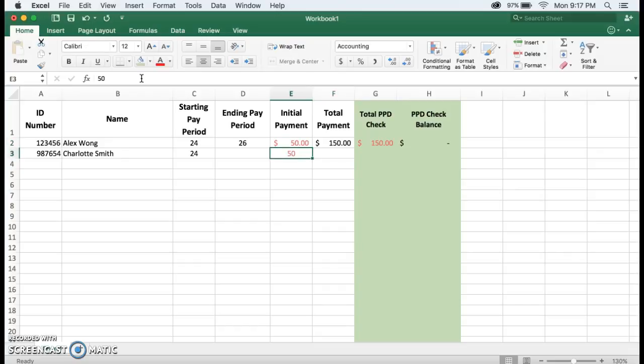And let's make this a dollar sign right there. But she needs to pay more. Let's say she owes $250 in school. So she needs how many? 5 pay periods. So she needs 24, 25, 26, 1, and 2. So she's going to end at the second pay period of 2017.